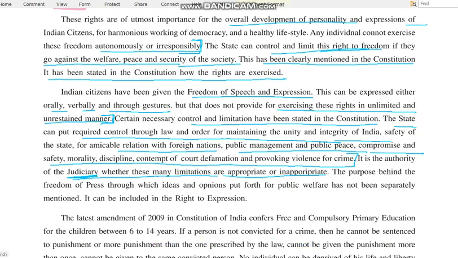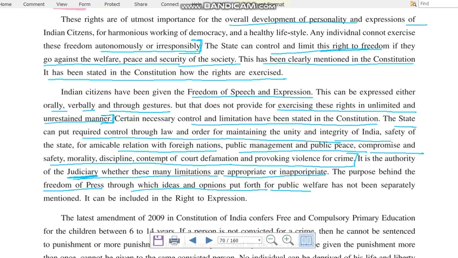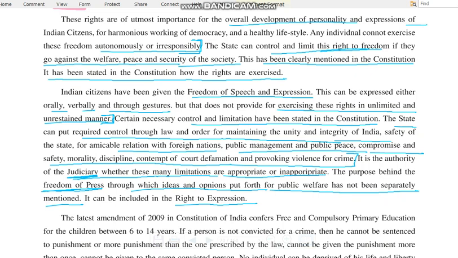The purpose behind freedom of press, through which ideas and opinions are put forth for public welfare, is not separately mentioned. It can be included in the right to expression. Freedom of press means the newspapers have a right to publish things. Yes, they need to be correct. They cannot publish things which are false. If they do so, then there are repercussions. There are problems for them too, and that all will be included in the right to expression.